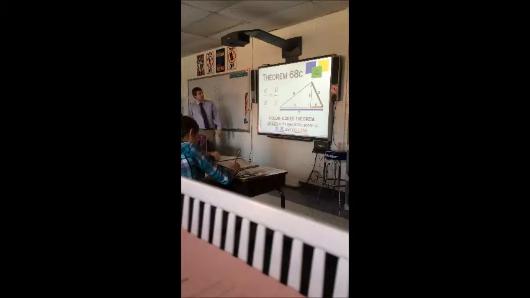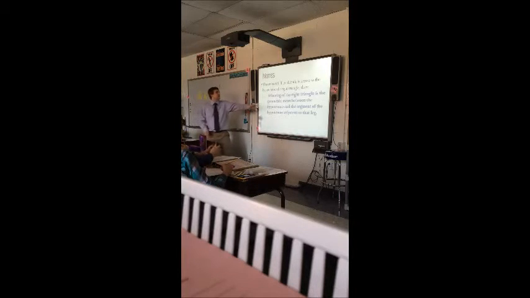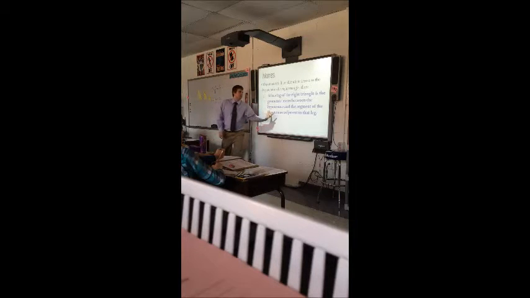All right, so now I think we are ready for the definition of Theorem 68 Part C. It says that if an altitude is drawn to the hypotenuse of a right triangle, then either leg of the right triangle is the geometric mean between the hypotenuse and the segment of the hypotenuse adjacent to that leg.